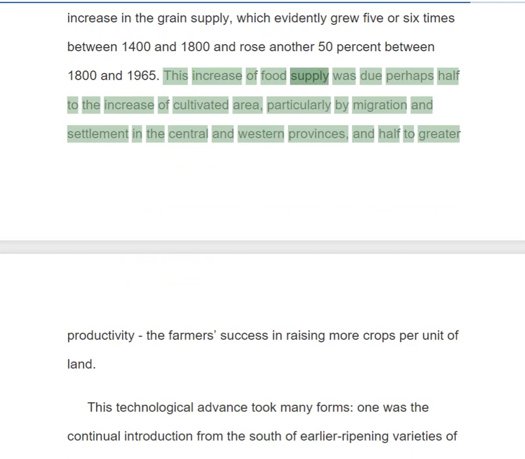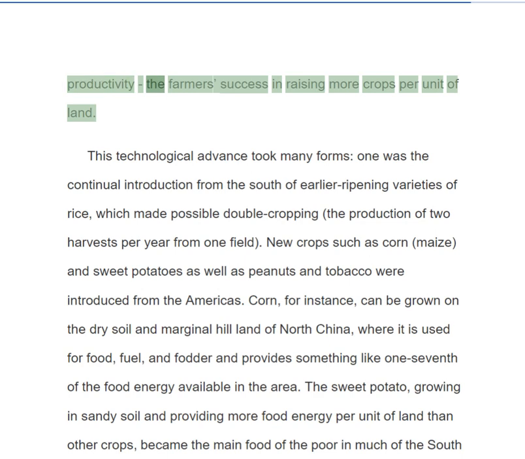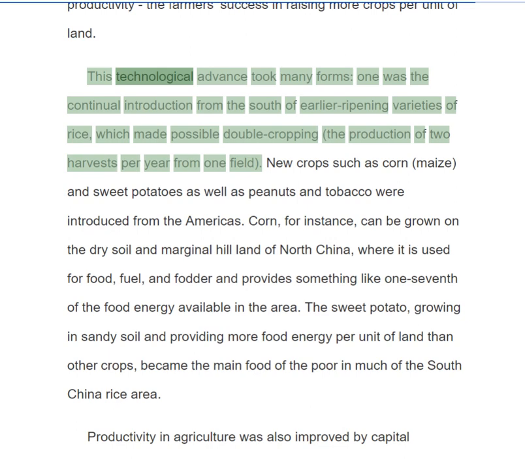This increase of food supply was due perhaps half to the increase of cultivated area, particularly by migration and settlement in the central and western provinces, and half to greater productivity, the farmer's success in raising more crops per unit of land. This technological advance took many forms. One was the continual introduction from the south of earlier ripening varieties of rice, which made possible double cropping.